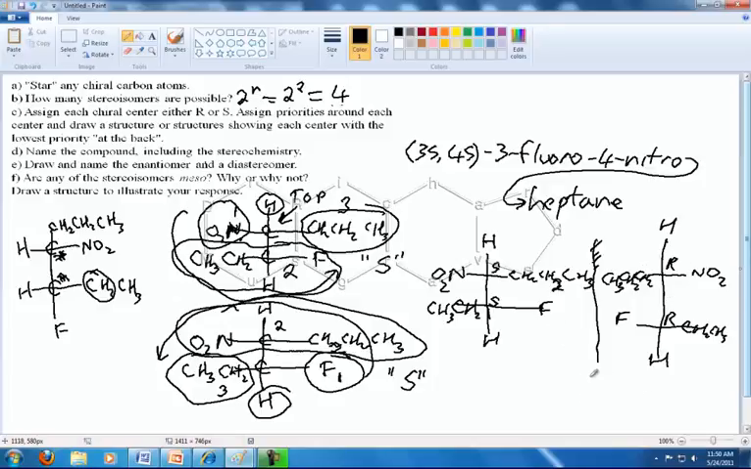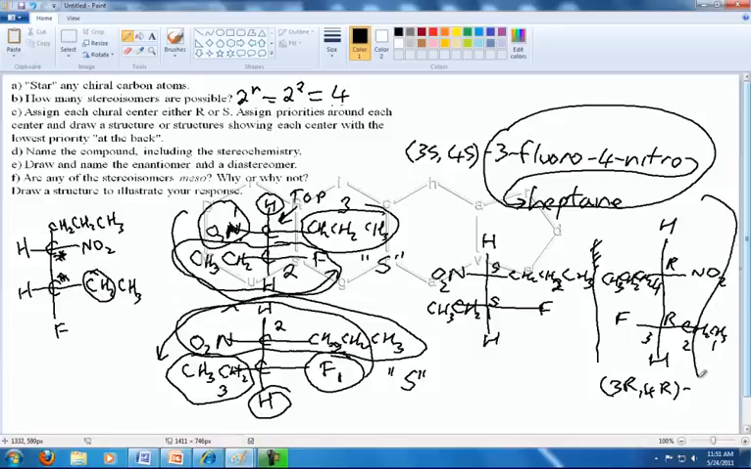The name of this enantiomer then would be, well, since the numbering is going to be the same, it's going to be 3 fluoro 4 nitro. Remember, this is 1, 2, 3, 4, as it was on the initial structure. And this would end up being 3R, 4R dash, and then this entire name down here. Alright, so that would be the name of the enantiomer.